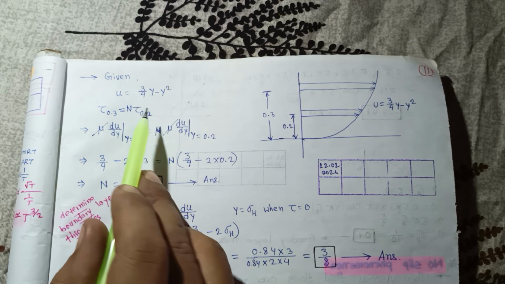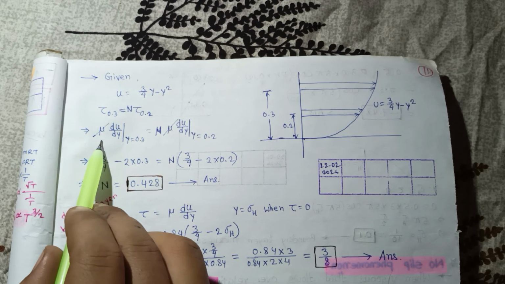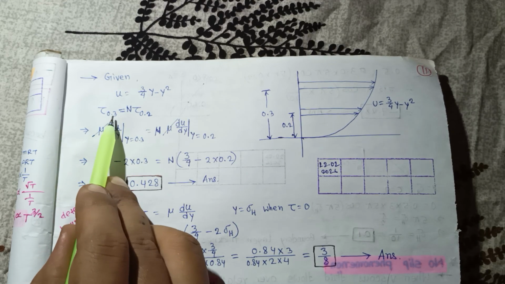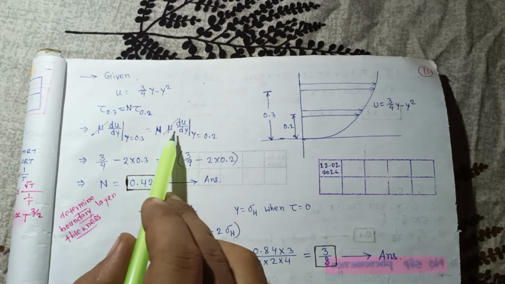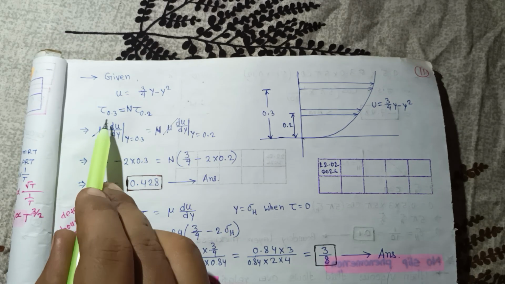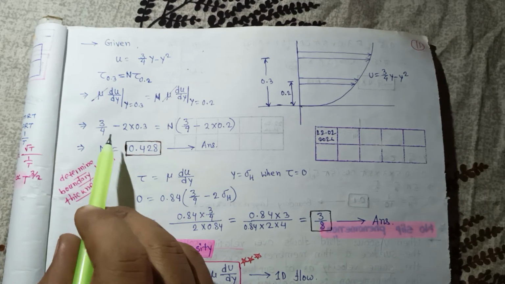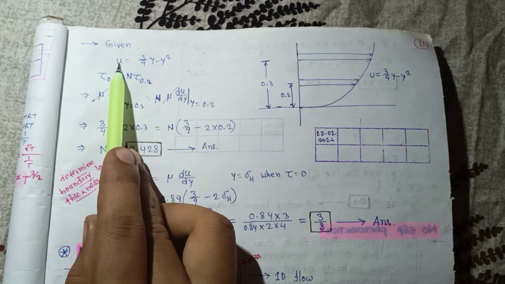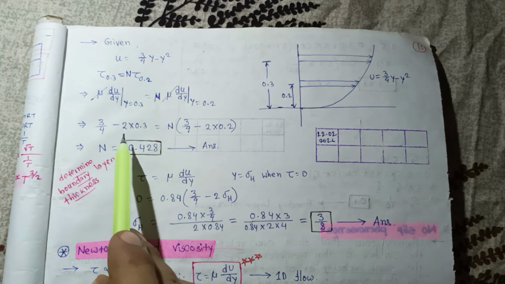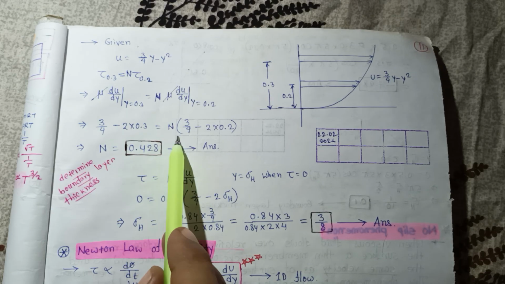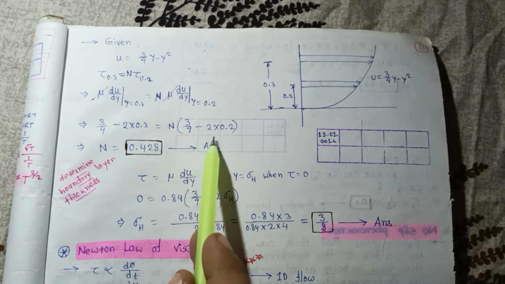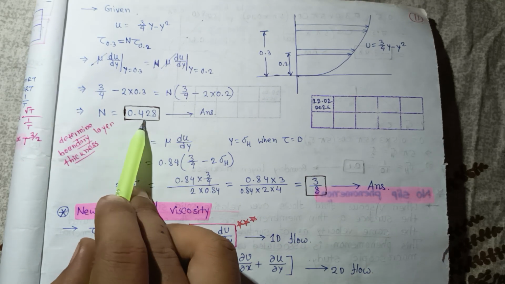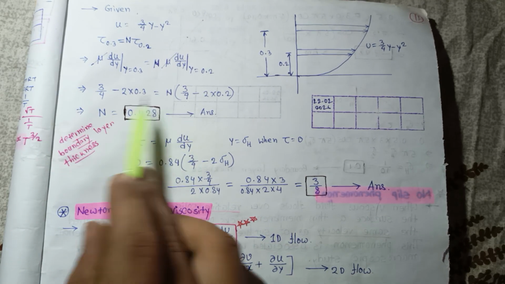From Newton's law of viscosity, tau equals mu into du by dy at y equal to 0.3, which is equal to n times mu into du by dy at y equal to 0.2. Mu cancels out on both sides. Differentiating u with respect to y, du by dy equals 3 by 4 minus 2y. At y equal to 0.3 this equals n into 3 by 4 minus 2 into 0.2. From here you can calculate n, that is 0.428. So this is our answer.